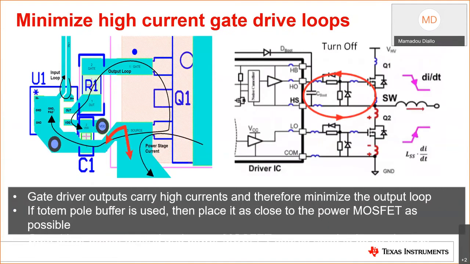Minimizing the gate drive loops. This is also common where a PCB layout can be detrimental to the gate drive portion, specifically the gate drive loop from the output stage to the gate resistor to the gate of the transistor. When designing your gate drive path, you want to make sure that this loop is as minimized as possible.